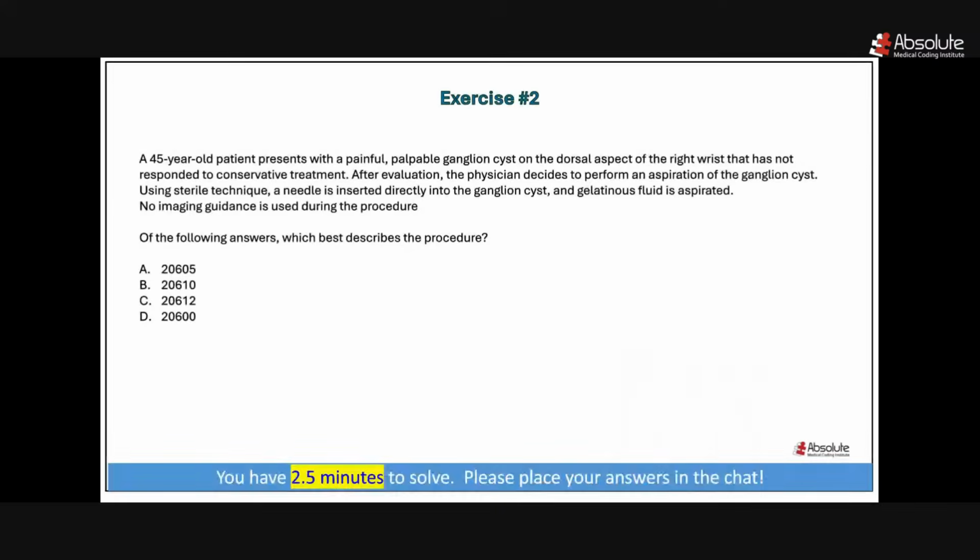Here we go. Second question. Of the following answers, which best describes the procedure? Option A 20605, option B 20610, option C 20612, option D 20600.